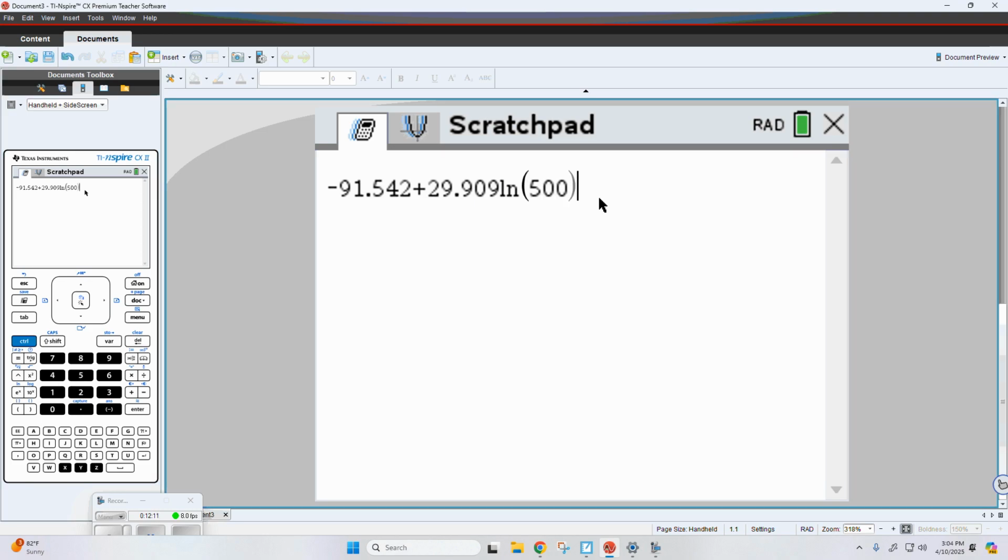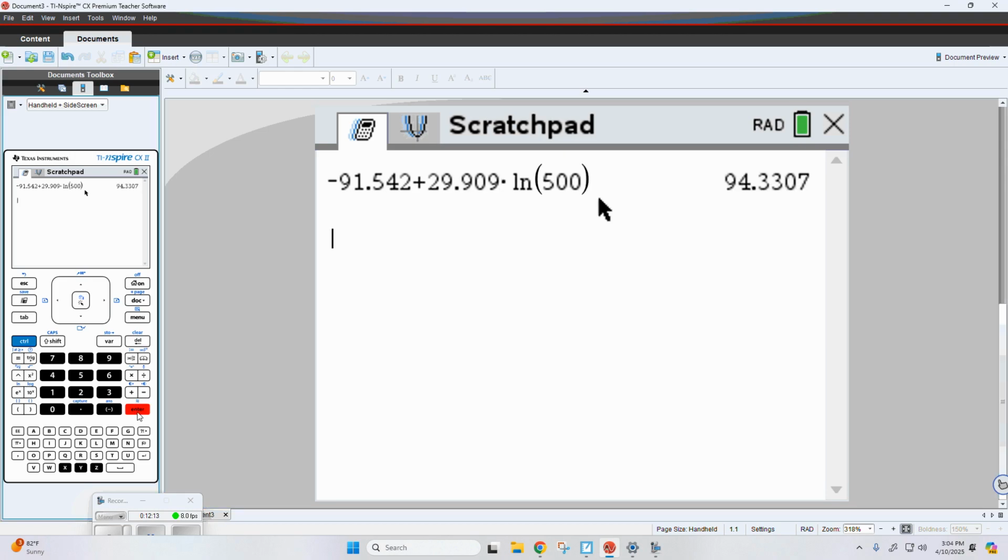Okay. So here's my function. I plug in my 500. So it looks like 94,331. So a little over $94,000. According to this model, that is the annual salary of a pastor with 500 folks.